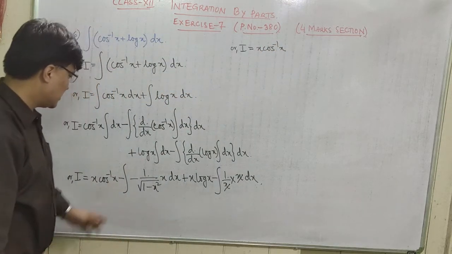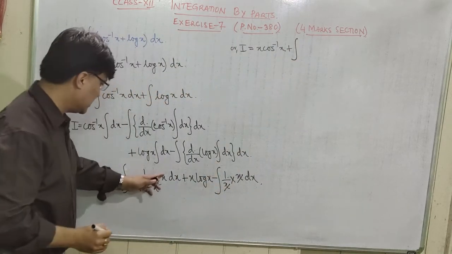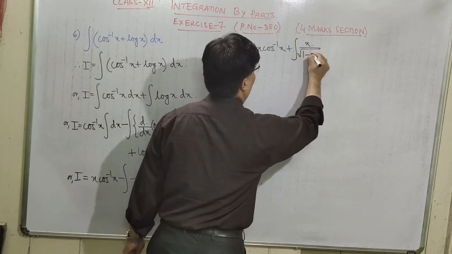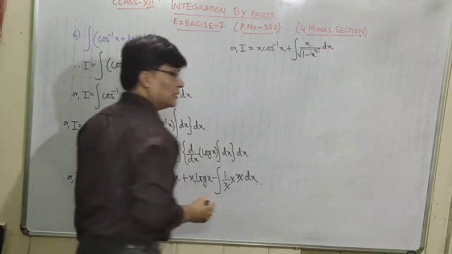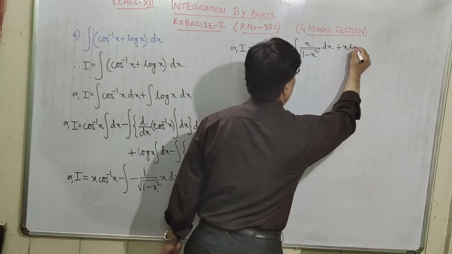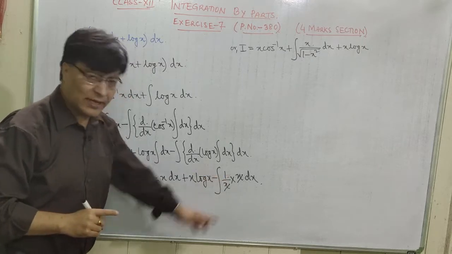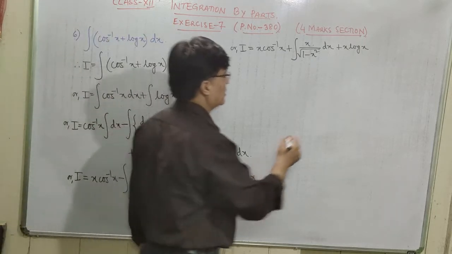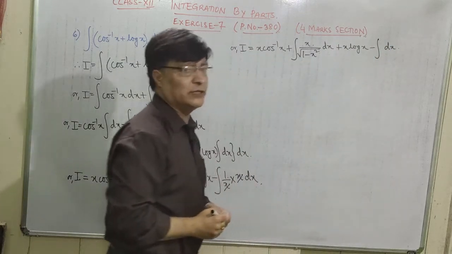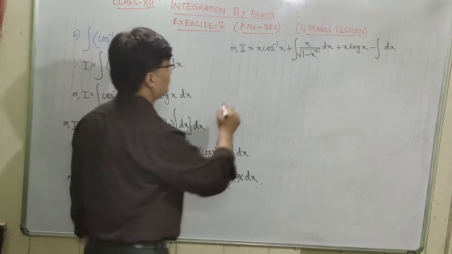It is x cos inverse x. So minus into minus, plus integration of x upon root under 1 minus x square dx. Is that clear? Next plus x log x, then minus integral sign. This x and x will be cancelled. That is your integration of dx. Minus integration of dx. So I think you have understood it, okay?